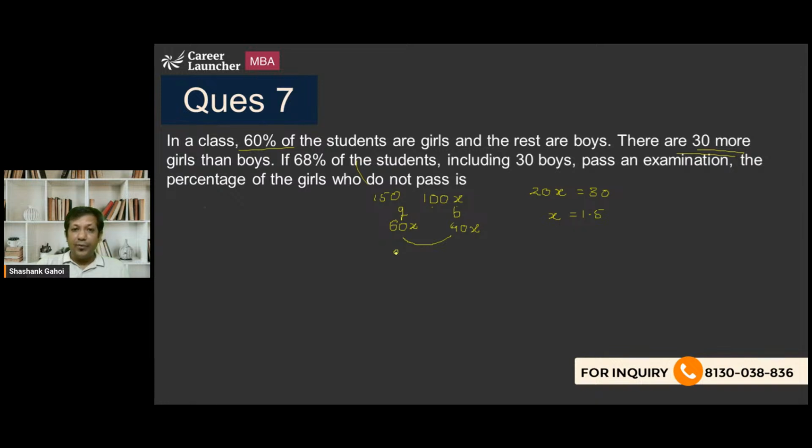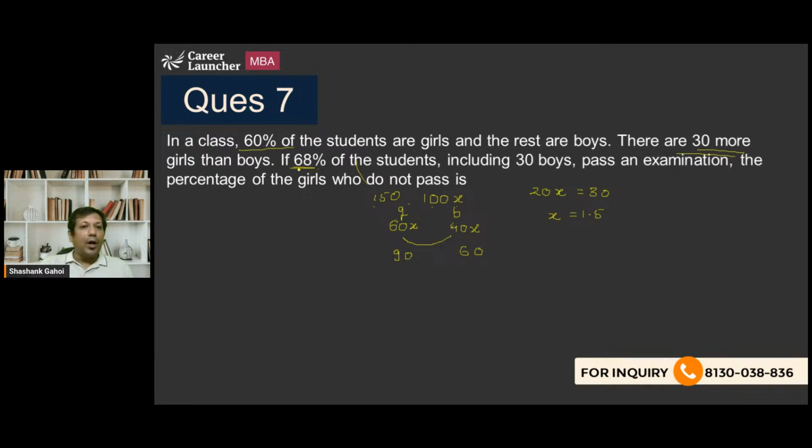And out of 150, how many girls are there? 90. How many boys are there? That is 60. Okay. Now what does it say? 68% of the students, including 30 boys, pass the exam. So 68% of what? 150.